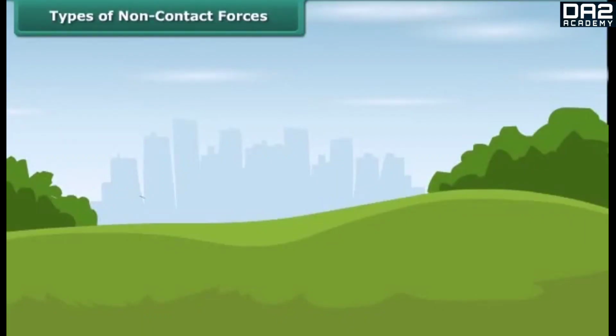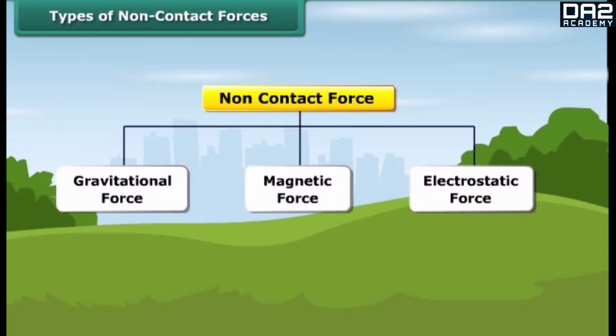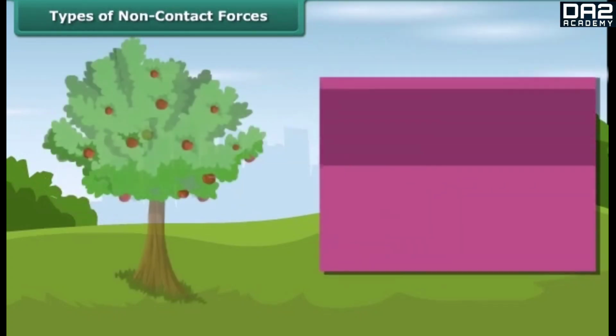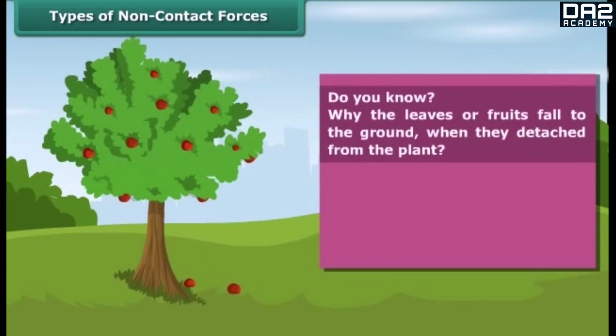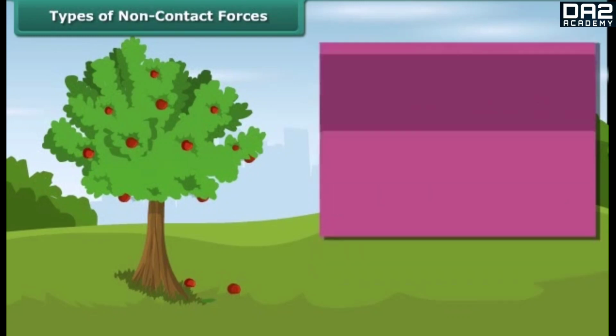Types of non-contact forces. The types of non-contact forces are gravitational force, magnetic force, and electrostatic force. Do you know why fruits and leaves fall to the ground when they are detached from the plant? This is because of gravitational force. The force due to Earth's attraction is called the gravitational force. This is an example of non-contact force.